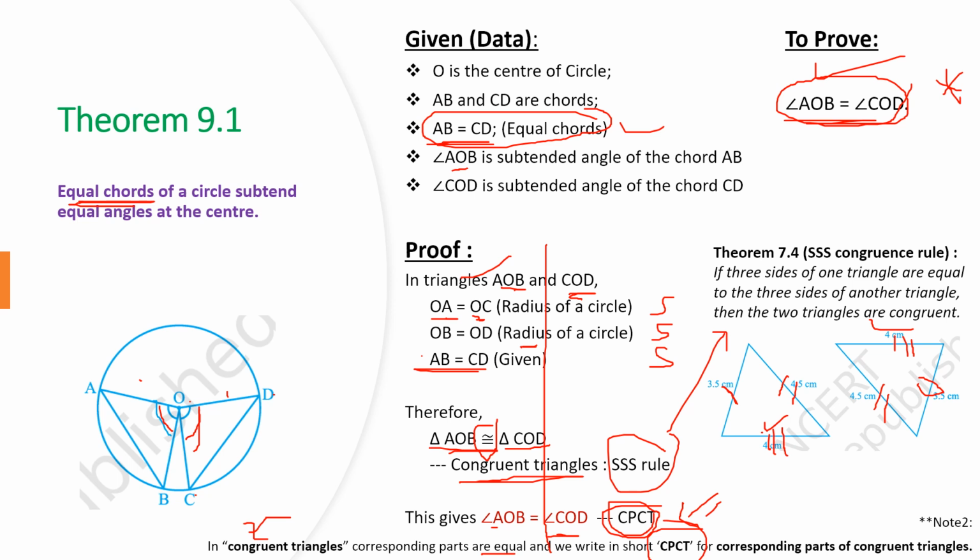So using the property of triangle congruency rules, we prove that equal chords AB and CD subtend equal angles at the center. That is AOB and COD. This is the proof of it.